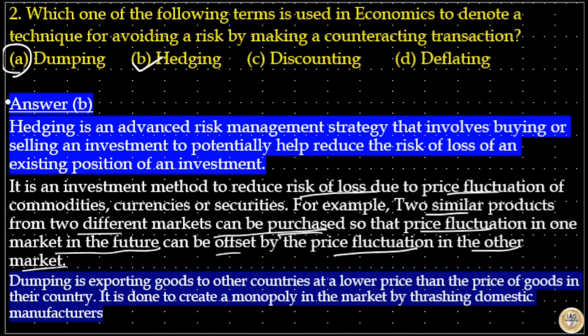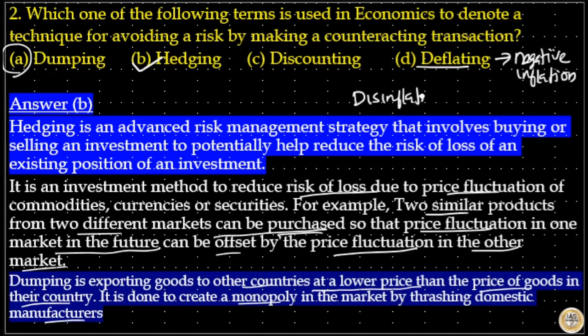In case of dumping, it means exporting goods to other countries at a lower price than the price of goods in their country. It is done to create a monopoly in the market by thrashing domestic manufacturers. Here, deflating means negative inflation. Don't confuse it with disinflation. Disinflation means decrease in inflation.